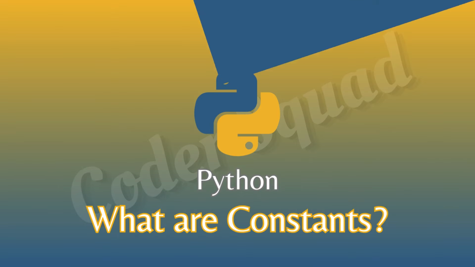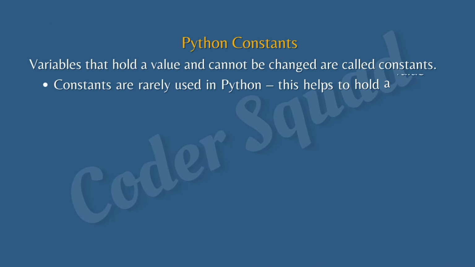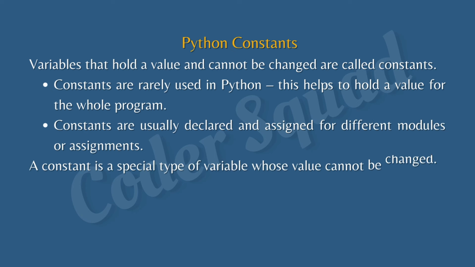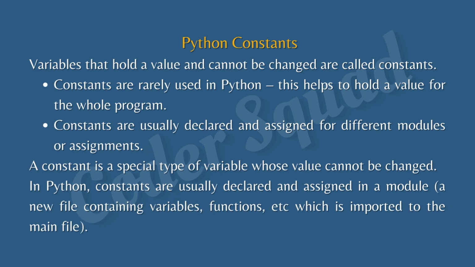To create a constant in Python, you simply assign a value to a variable and follow the naming convention. For example, PI equals 3.14159 or MAX_VALUE equals 100. These variables, in uppercase, act as constants throughout your program.